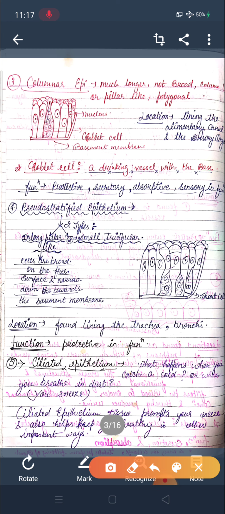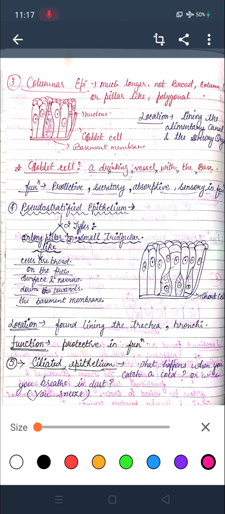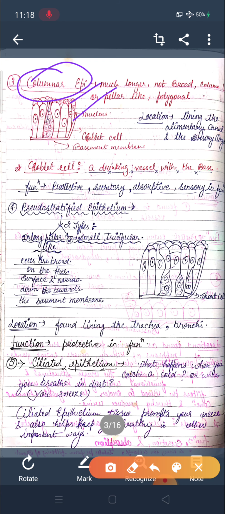Let's understand our next type of tissue, that is columnar tissue. Columnar tissue is also called columnar epithelial tissue. I have told you what is the meaning of epithelium. Epi means above, thelium means to grow. So these type of tissues are much longer, elongated.